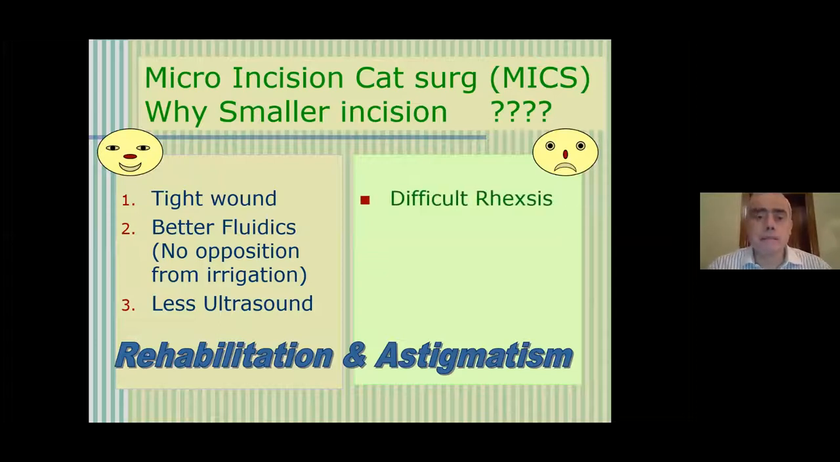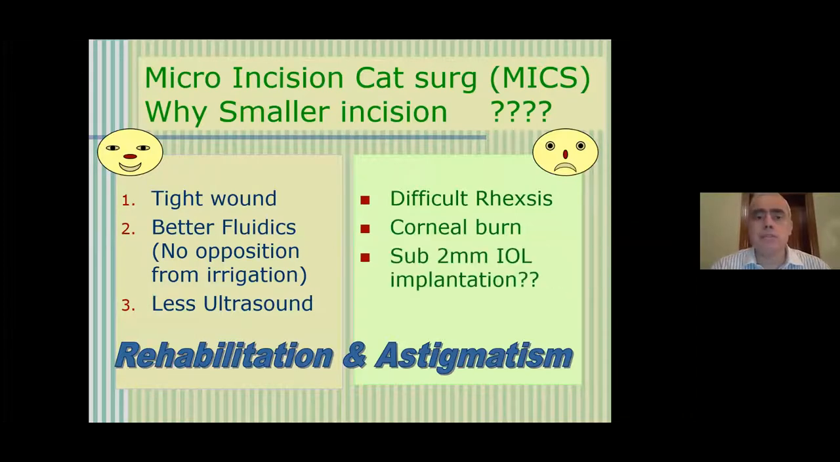So there is a new terminology which arose in late 2015, microincision cataract surgery, which they call MICS. So why do we think about MICS? Small incisions have tight wounds, better fluidics, there is no opposition from the irrigation, and of course there will be less ultrasound during the surgery.